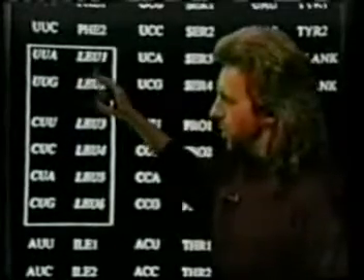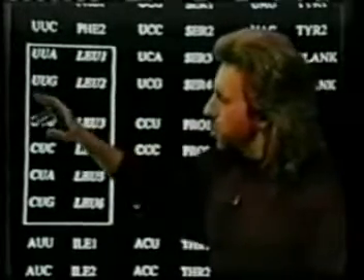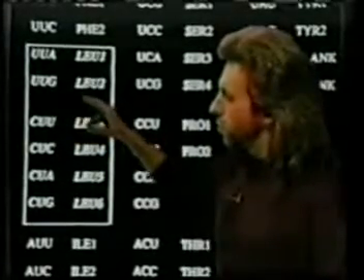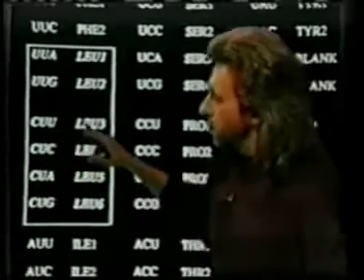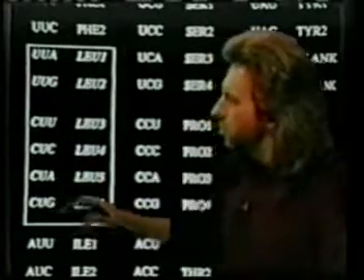So leucine is defined as UUA. That's a leucine, and that's fine. But look at this. UUG is a completely different chemical combination, and it's still leucine. And CUU is still leucine, CUC, CUA, CUG.